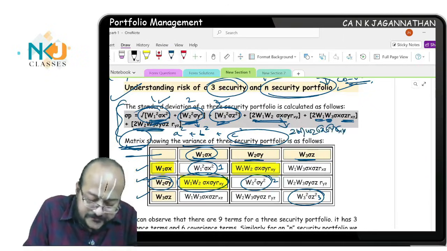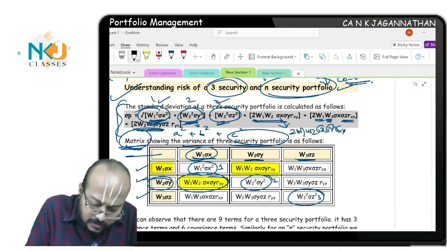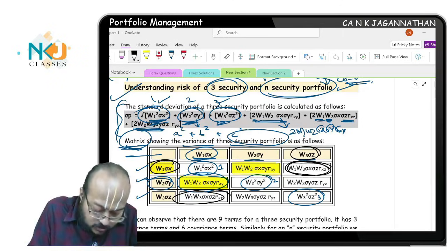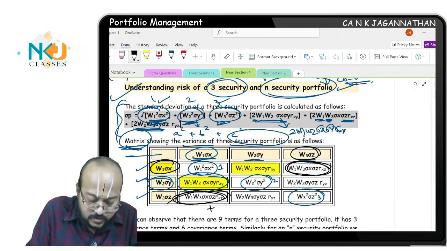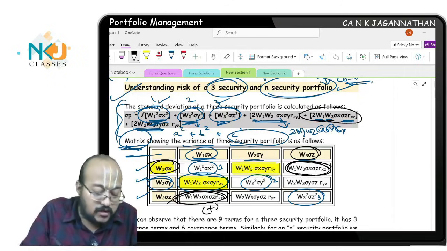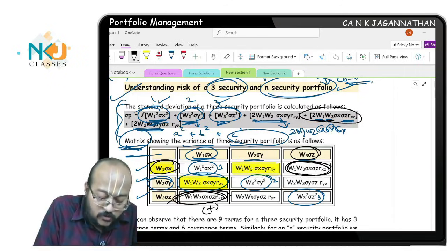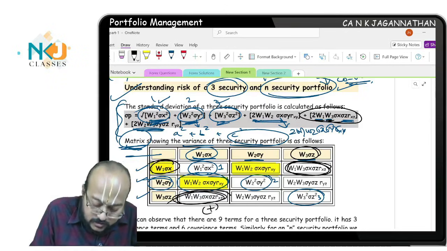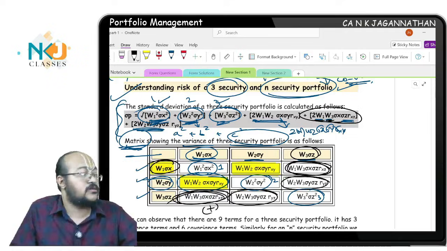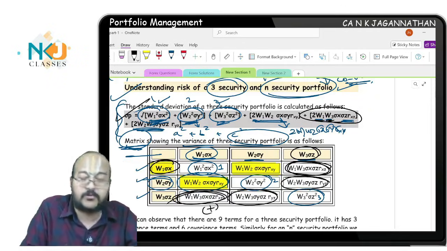Another thing: here W1 W3 and there W3 W1. You will find one covariance term, and again the same here, so there are two covariance terms. This plus this gives you 2 into W1 W3 sigma x sigma z into correlation of x and z. Same way, plus 2 into W2 W3 sigma y sigma z. So there are 6 covariance terms and 3 variance terms. If you simply add up, you will get the total risk.